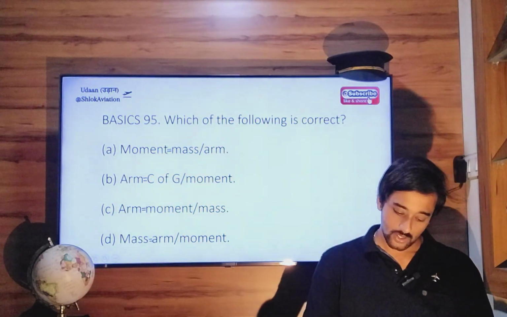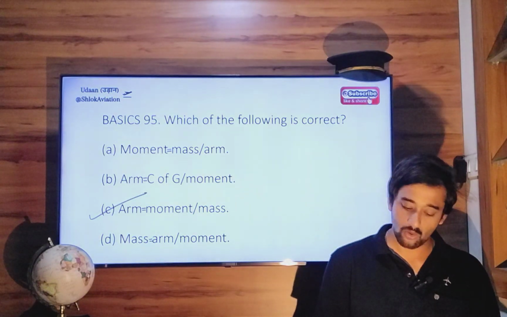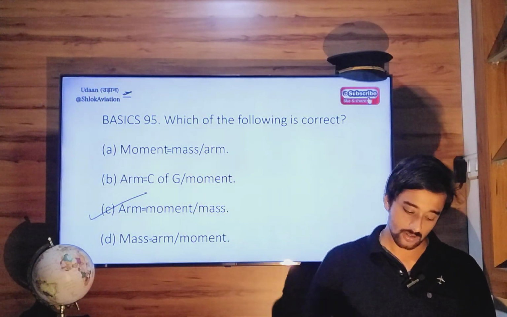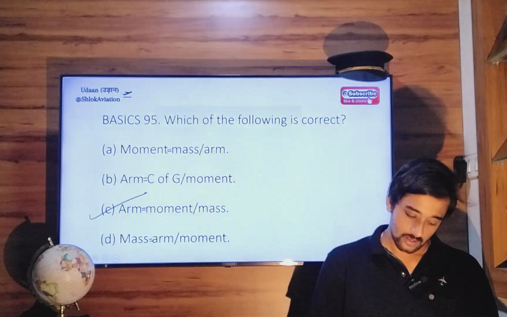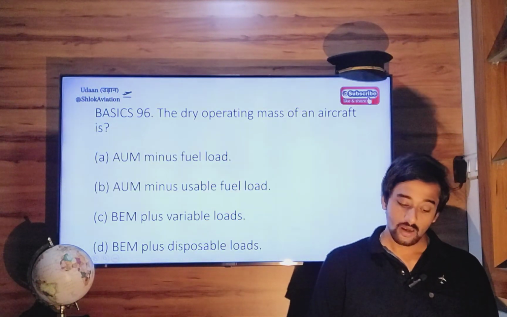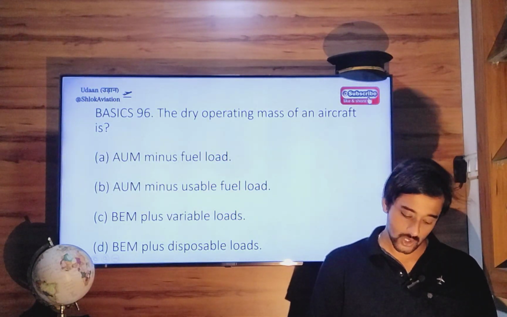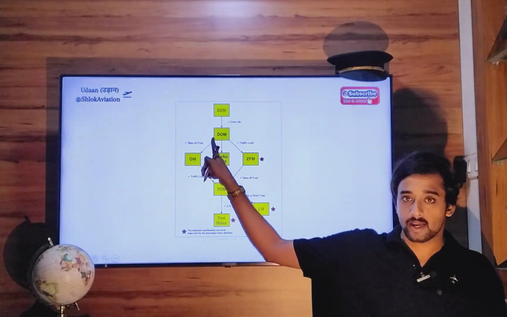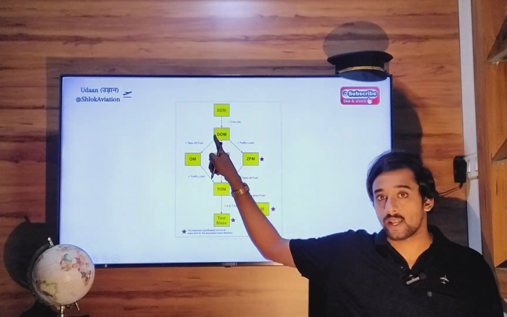Okay. So arm distance equals moment divided by weight. Here mass means weight. So Charlie is the right answer. Next. The dry operating mass of aircraft is what? So like I said before, the dry operating mass of aircraft is basic empty mass plus variable loads.